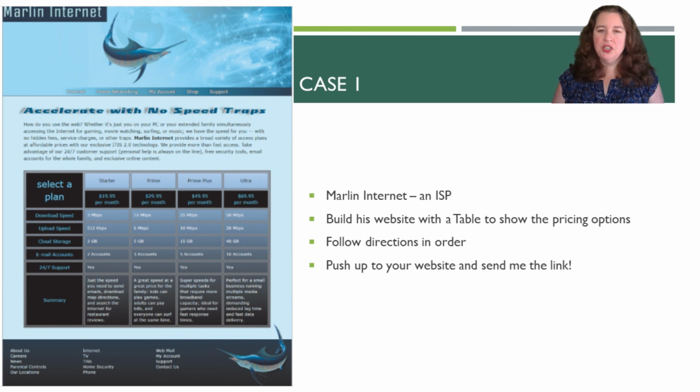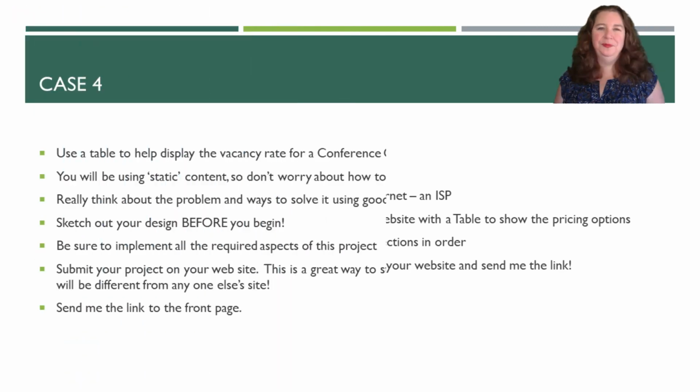Our second project, our case one, is going to be our Marlin Internet ISP. In his website, he has his plan and he has his different styles of his plan. He's got two different types of headers across the top, so you're going to have to figure out how you want to format those two, following the directions, being able to do your column spans, your row spans as necessary, and making these look nice. So have fun with this one. Remember, follow the directions in order and it'll help a lot. Ask for questions if you have them. When you're finished, either push it up to your website or D2L.